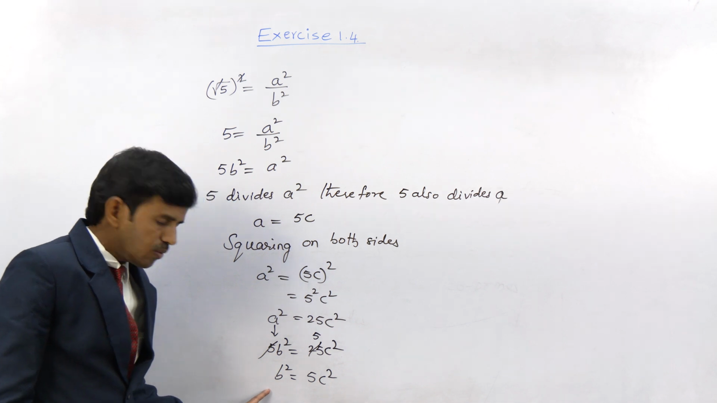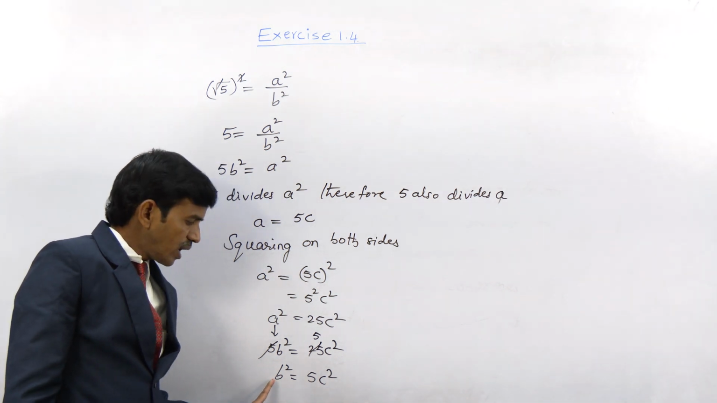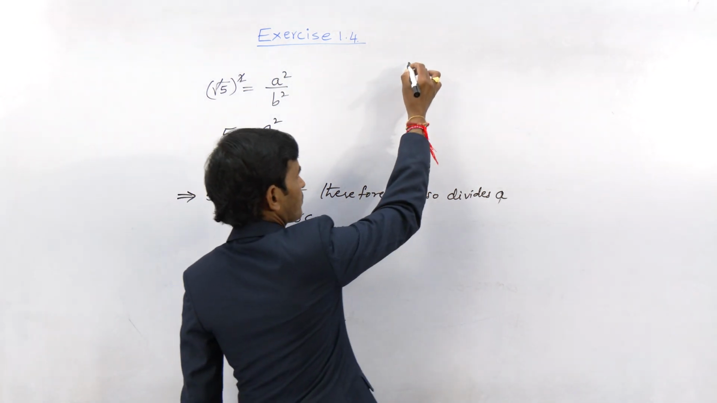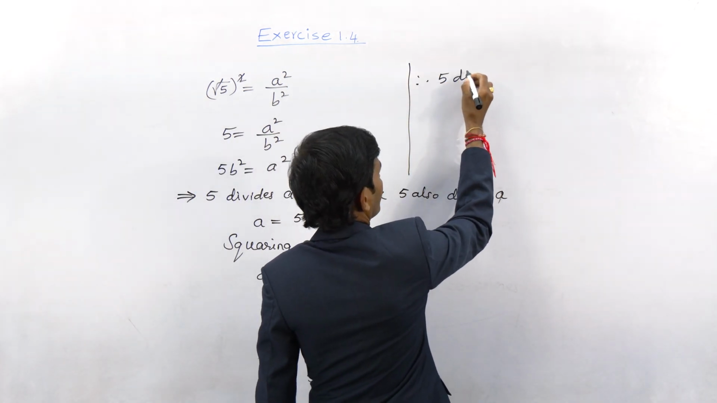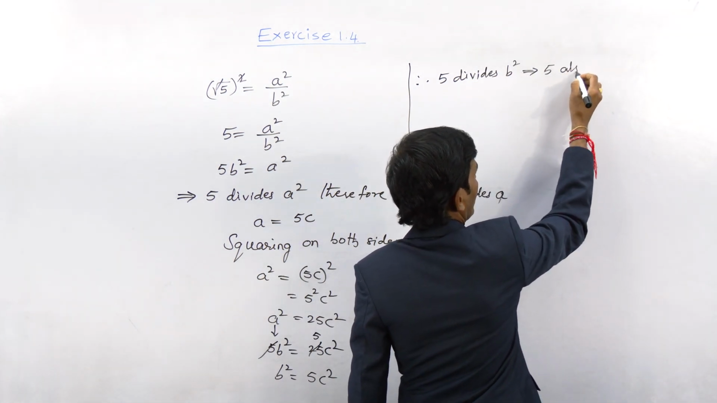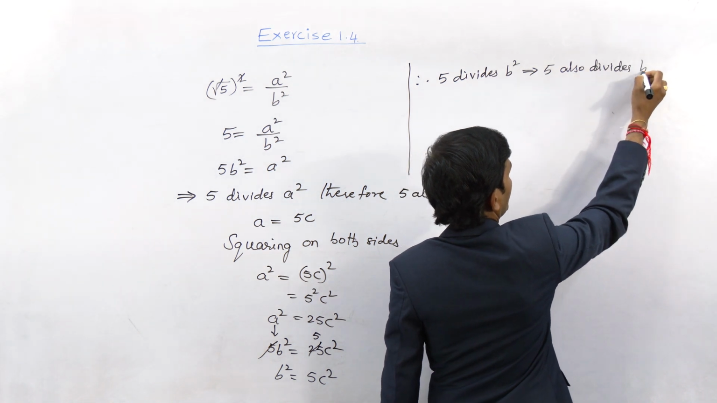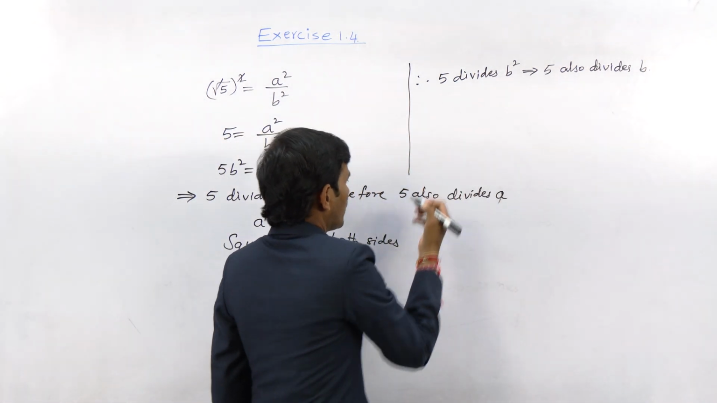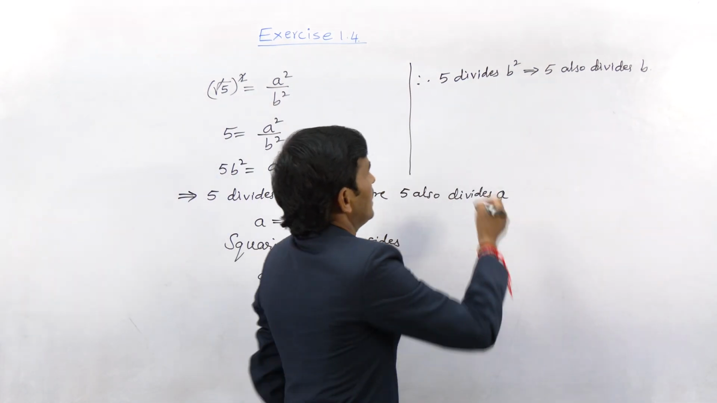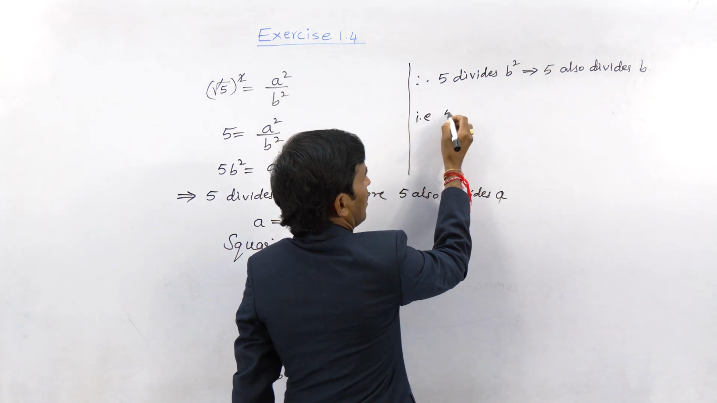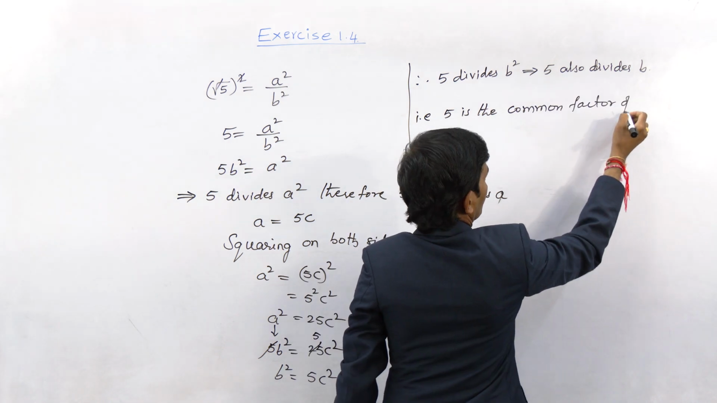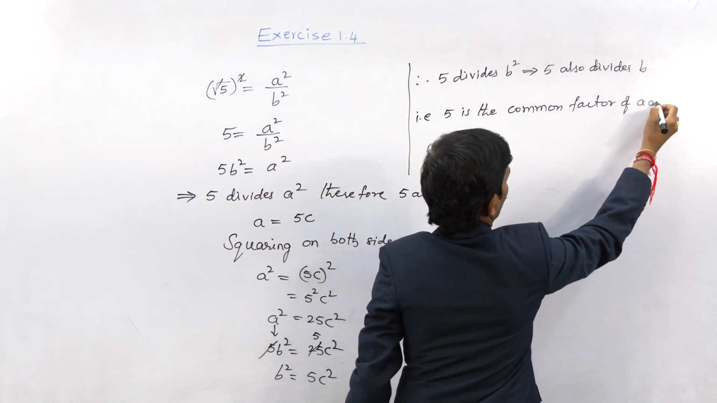Now in this case also there are two factors. The square of b is written as a product of two numbers, that is 5 and c square. Therefore 5 divides b square, that implies 5 also divides b. Now you can observe that 5 divides a, 5 divides b. That is, 5 is the common factor of a and b.